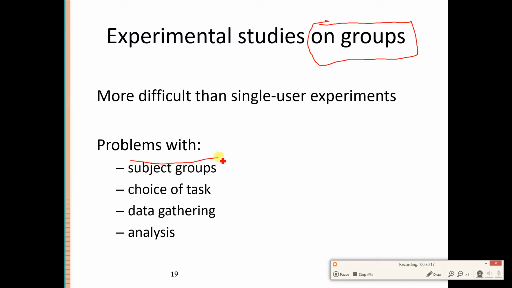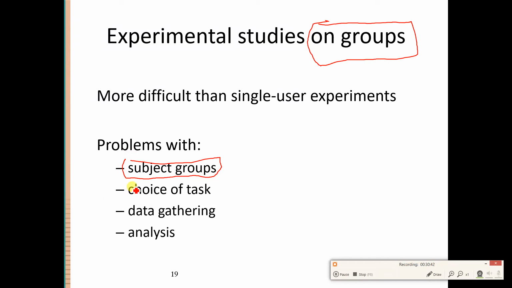There can be subject groups. Usually in an organization, different people belong to different departments or different sections. So we have to choose people from different subjects or different divisions. Maybe one from marketing, one from accounting, one from finance, like this. Otherwise we are not going to correctly evaluate the system.